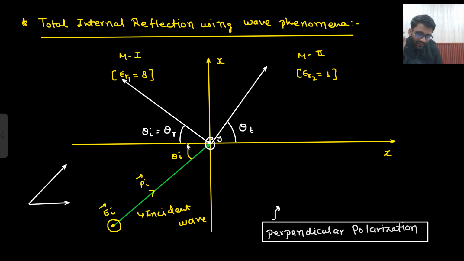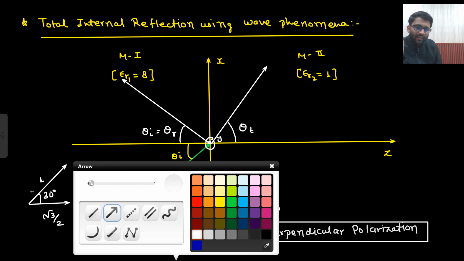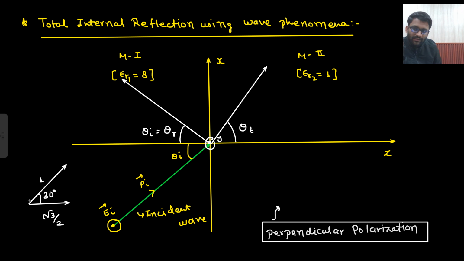Since this is theta i, this will also be theta i, so this angle will be 30 degrees. This is how my wave is going. What amplitude will I assume? 1. So cos 30, what is cos 30? Root 3 by 2 in the z direction, and sin 30, that is 1 by 2 in the x direction.